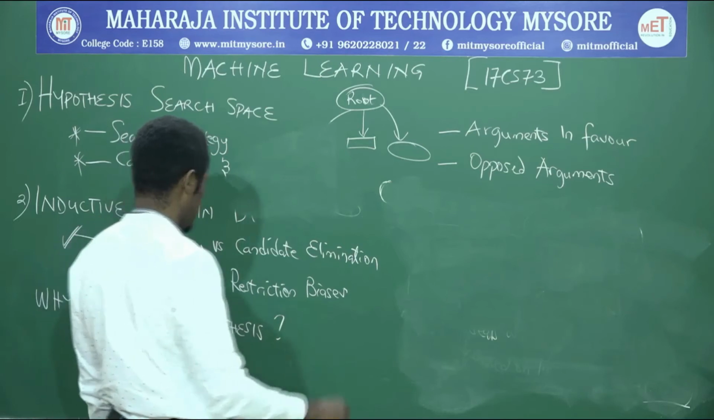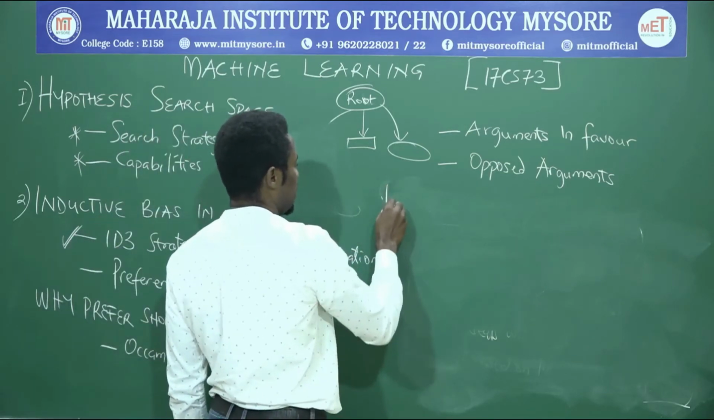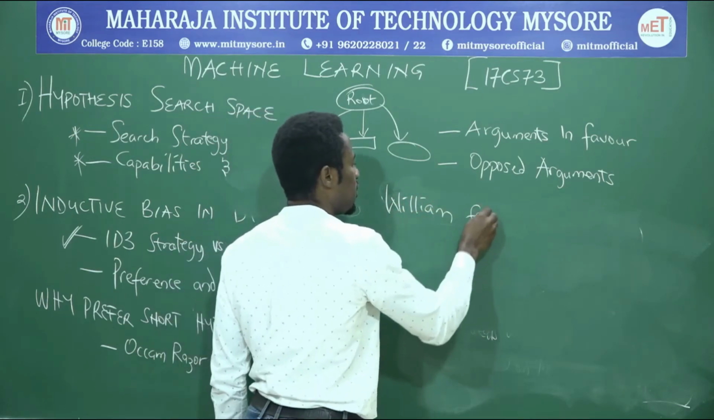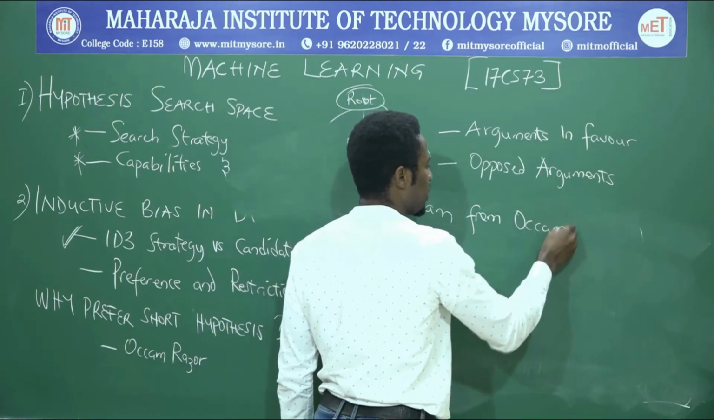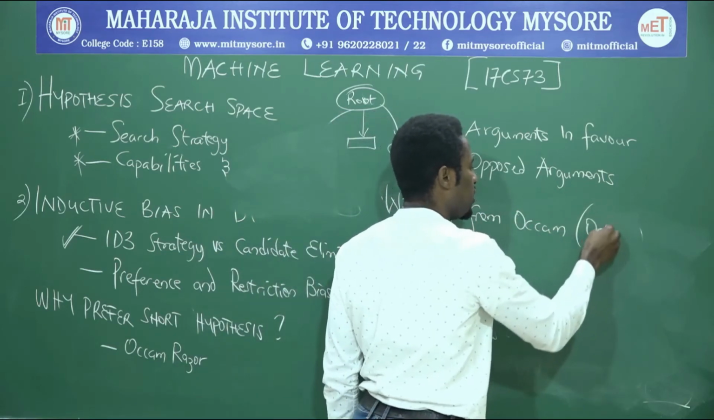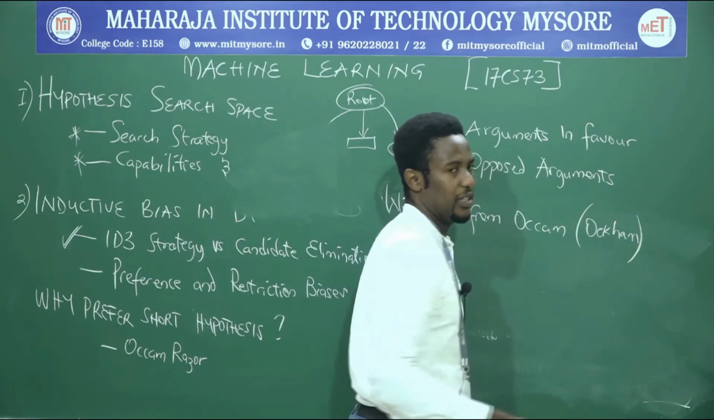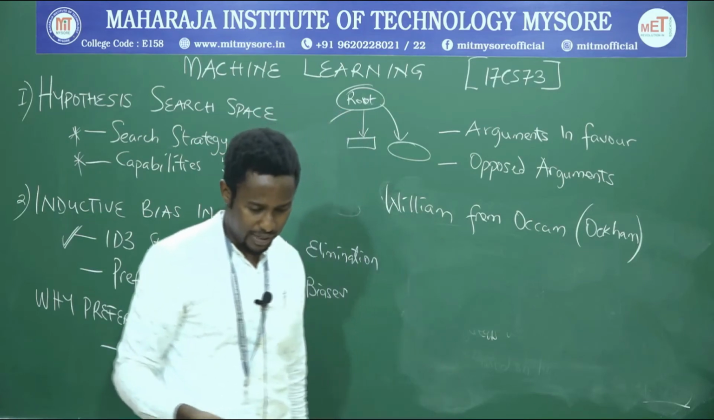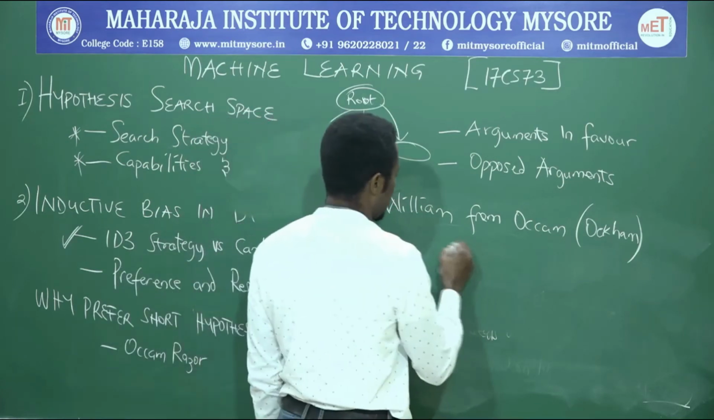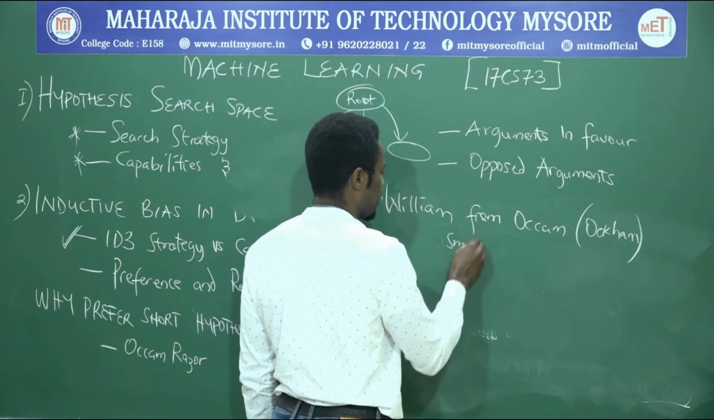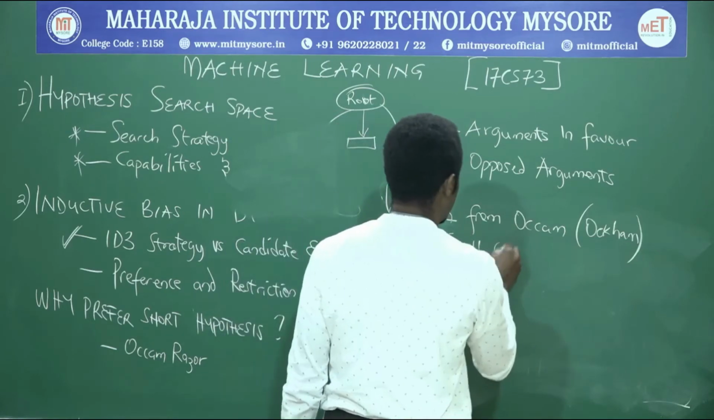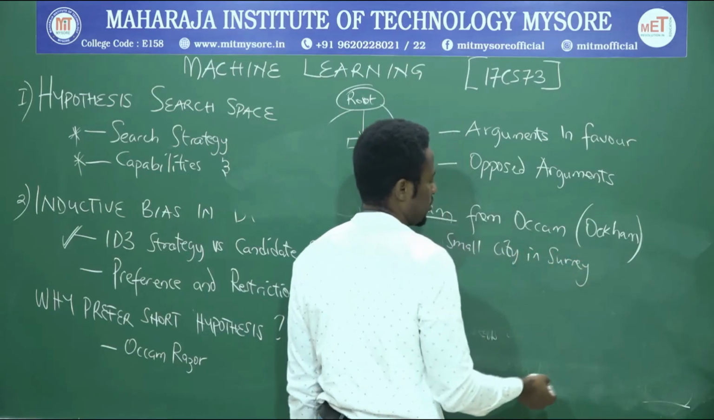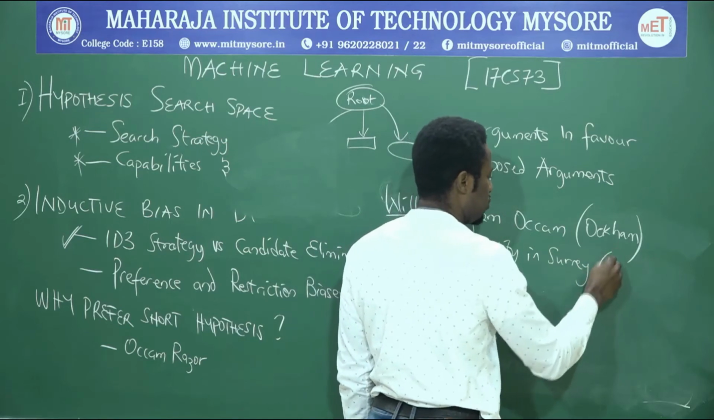So why prefer shorter hypotheses? Take a look at this. His name is William. We say Occam, O-C-C-A-M, but actually it's O-C-K-H-A-M, I think that's the correct spelling. Ockham is a small city, they call it a parish, in Surrey, and Surrey is a city in the UK.